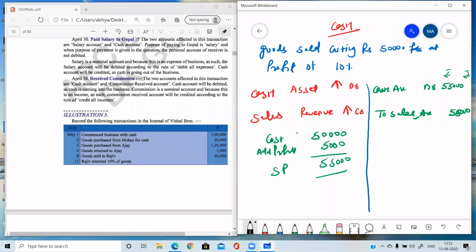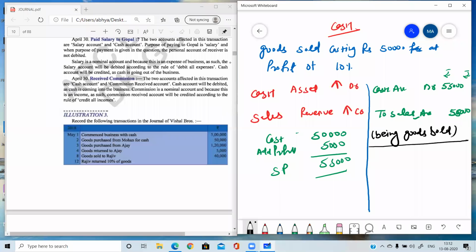Narration being goods sold. Being goods sold. Yes. Am I clear? Please tell me, am I clear? Goods sold at a profit you can write. It's your choice. If you want to write goods sold at profit, you can write it.